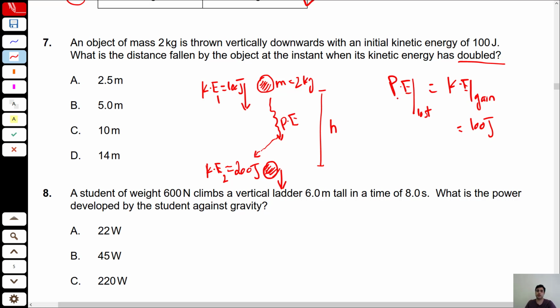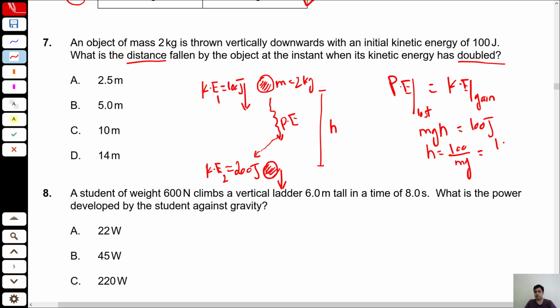Loss in potential energy. The formula for potential energy is mgh, where h is the height fallen. So the height fallen here is actually the distance that we are looking for, the distance traveled or the height fallen. So make height fallen the subject. Height fallen is 100 divided by mg.